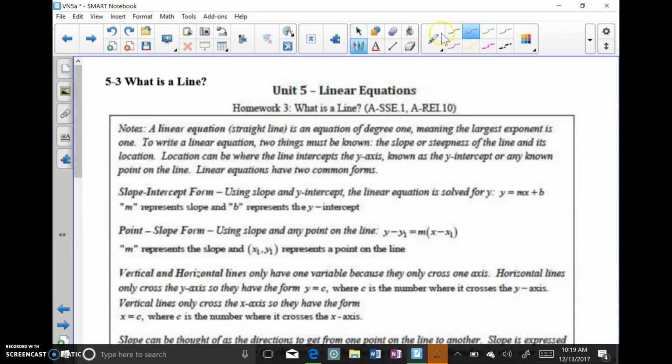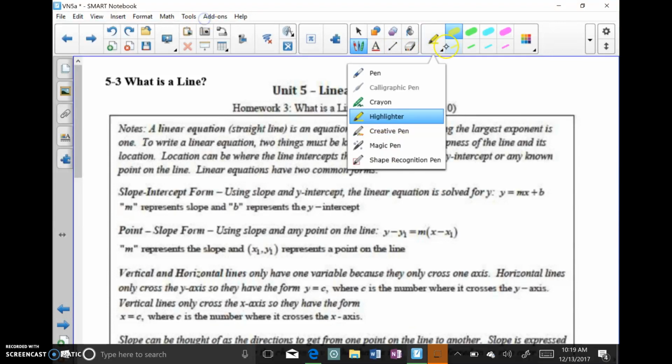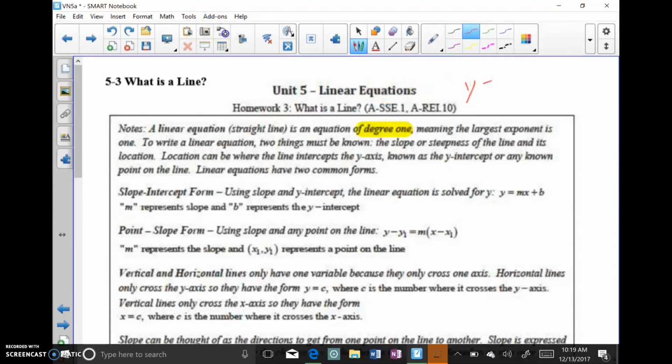So a linear equation is degree 1. And what that means is the largest exponent is 1. If you look at a linear equation like y equals 2x minus 1, the exponent of x, notice that we don't have an exponent written. Well, that means that the exponent is 1.